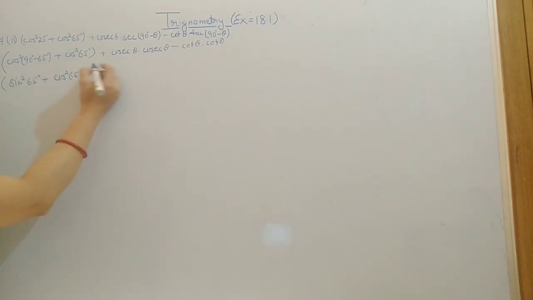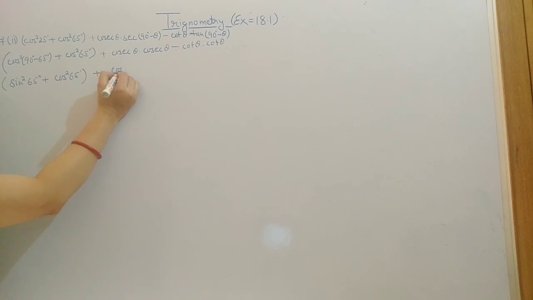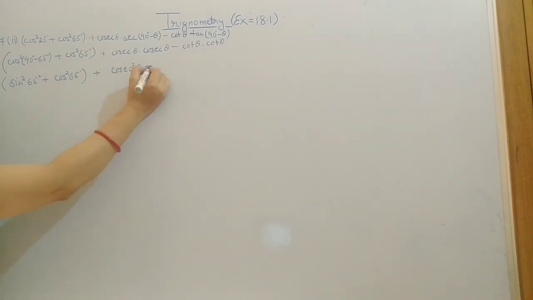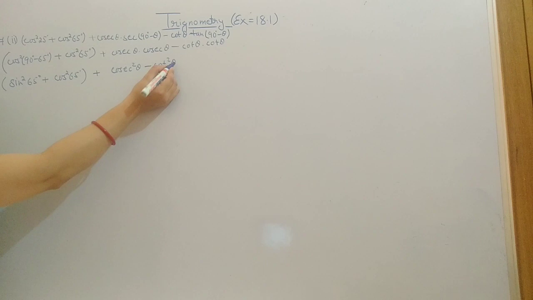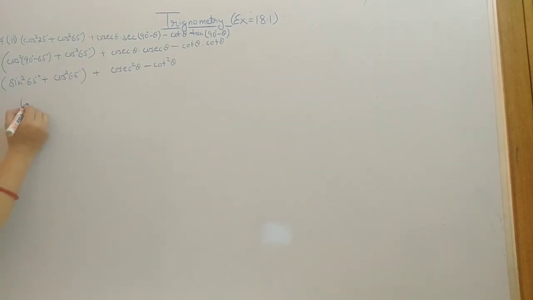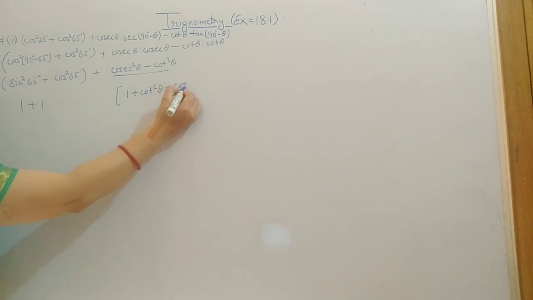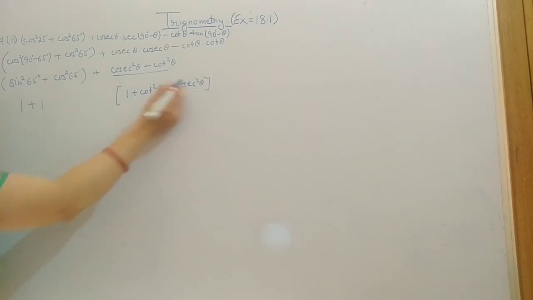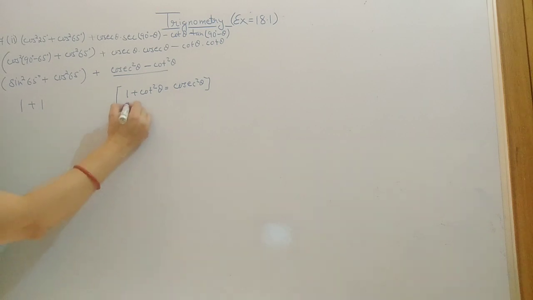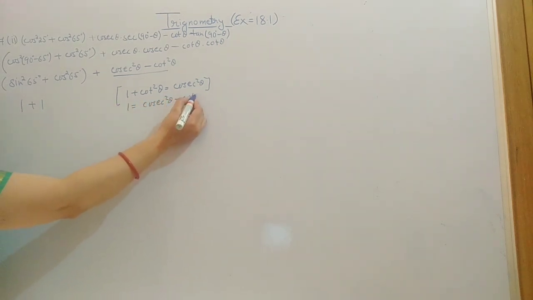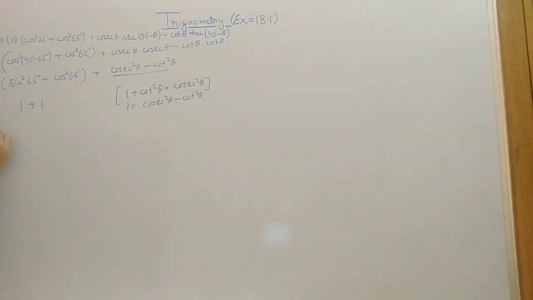And here cosec into cosec will become cosec square theta minus cot square theta. This value is 1, and this last one also is 1 by third identity. We know 1 plus cot square theta is equal to cosec square theta. So if this cot square theta we shift to another side, we will get 1 is equal to cosec square theta minus cot square theta. So 1 plus 1, answer is here 2.